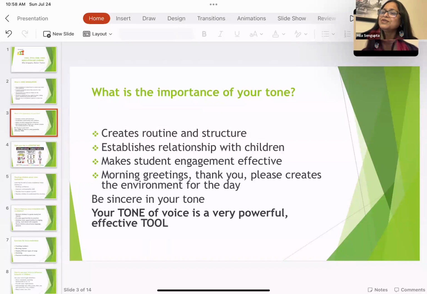So giving you this example is just letting you know that we need to be mindful and careful how we say it, because we may be saying something, but our tone in the voice is conveying something different. So the tone of our voice is a very, very powerful and effective tool in communication, in teaching, and we have to always remember that.